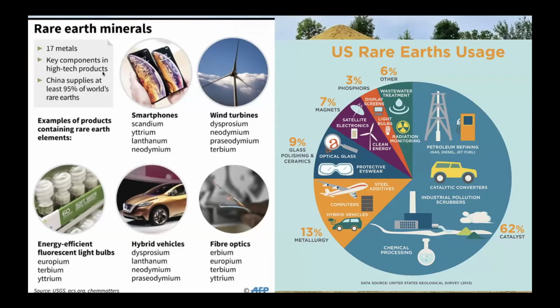So some of the common rare earth minerals, there's about 17 of them. The common ones are used for your smartphones, for wind turbines, all those fluorescent light bulbs, the hybrid vehicles, and fiber optics. And here's another infographic for some of those usages. We can see things like catalytic converters in our vehicles, wastewater treatment, all those display screens on our TVs and laptops, satellite electronics, optical glasses, airplanes, hybrid vehicles. So we really use a lot of these minerals pretty much in our everyday life.